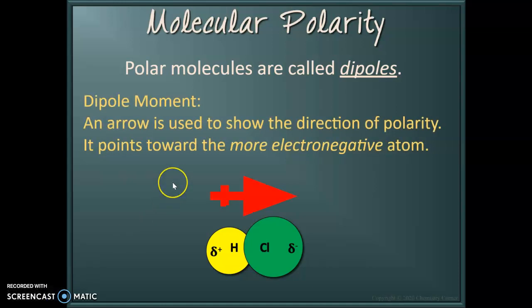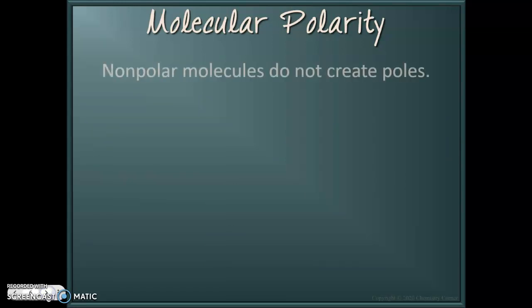And when we draw these, we usually use an arrow to show the direction of polarity. So it's just going to point towards the more electronegative atom. Again, this is going to be those atoms closer to the right-hand side of the table, because remember, electronegativity increases from the left to the right. So that chlorine is more electronegative than the hydrogen. So again, those electrons are pulled to the chlorine, creating a partially negative charge in the molecule.